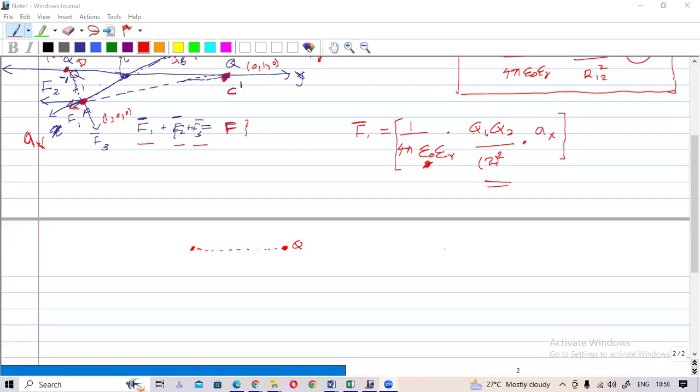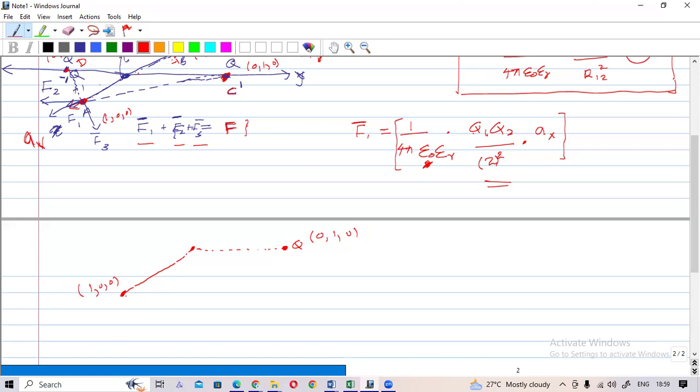Okay, I will write it. So here you have a Q charge. Actually, this value is 0, 1, 0. And here also you have a charge. Here also you have a charge. So that is 1, 0, 0.